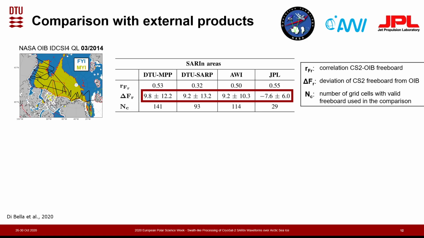We notice that the absolute accuracy in this comparison is mainly driven by the retracking algorithm. In fact, DTU MPP, DTU SAR-P, and AWI all use a similar 50% threshold retracker, while JPL uses a different waveform centroid algorithm. At the same time, DTU MPP shows a smaller standard deviation of the differences compared to DTU SAR-P.